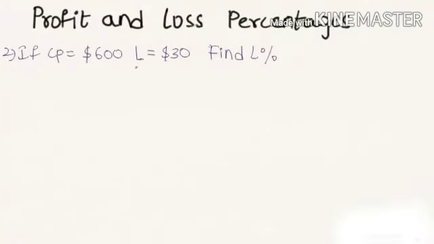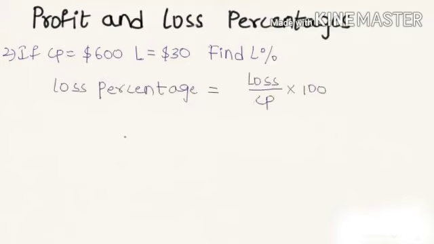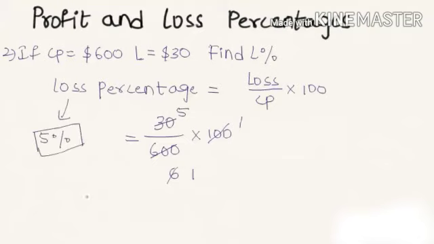Let us solve one more example. If CP is equal to $600 and loss is equal to $30, find loss percentage. We already know loss percent is given by loss by CP into 100. That is, loss is 30 by CP is 600 into 100. By simplifying, cancel 100 in 100 one time and in 600 6 times. Again, cancel 6 in 6 one time and in 30 5 times. So, loss percentage is 5.